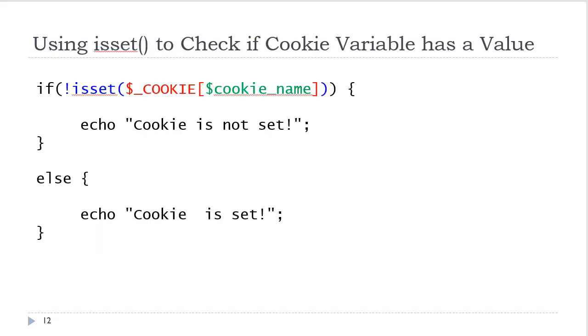Similar to what we do with radio buttons and checkboxes, you can use the isset function to determine whether or not a cookie variable has a value. And here we're using if not isset, and we have the cookie, and if the condition is true, you can just do an echo for your own testing purposes. And if it is not true, you can do an else with an echo for your own testing purposes. From a programming point of view, you would probably have some code inside those curly braces.